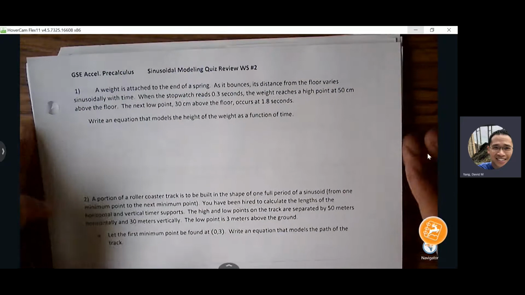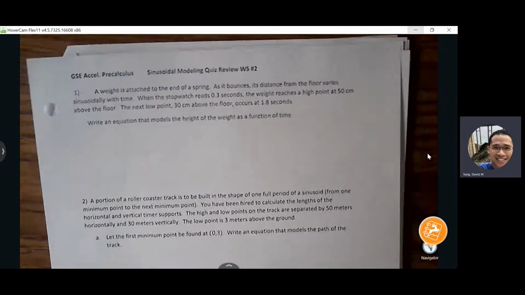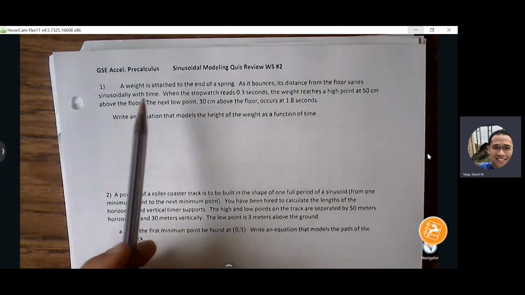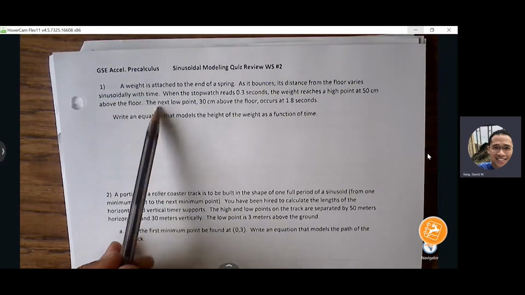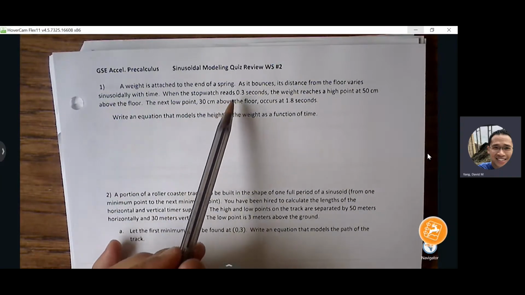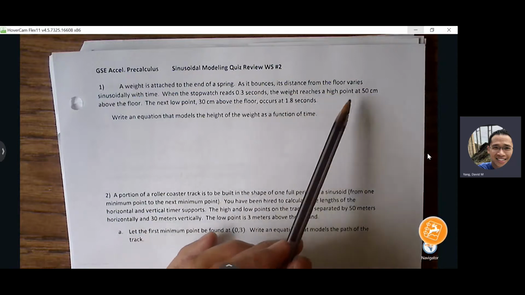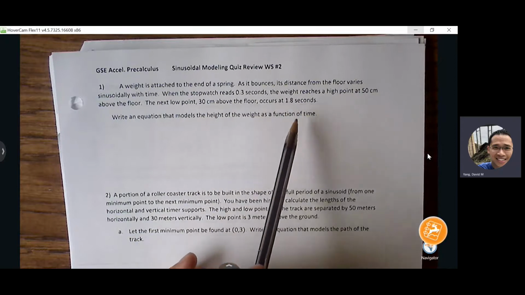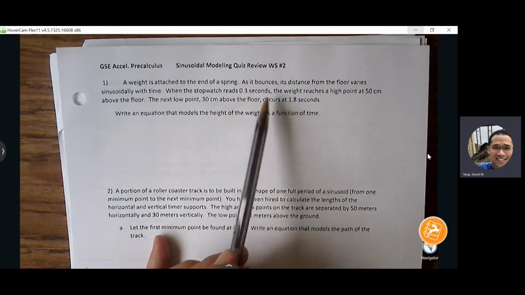Okay, so let's start with number 1. Number 1 says a weight is attached to the end of a spring. As it bounces, its distance from the floor varies sinusoidally with time. When the stopwatch reads 0.3 seconds, the weight is at the high point of 50 centimeters. And then the next low point occurs at 1.8 seconds. So we really want to rely on these as our anchors here.